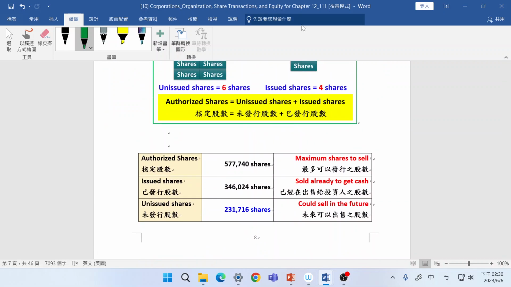How many for your unissued? No problem, right? How to get the number? Authorized shares minus issued shares, right? You got unissued. Because authorized shares is the total shares you could sell. Then you issued this amount. So the remaining still in your company, unissued, should be the remaining. Okay, any questions? Then let's continue.